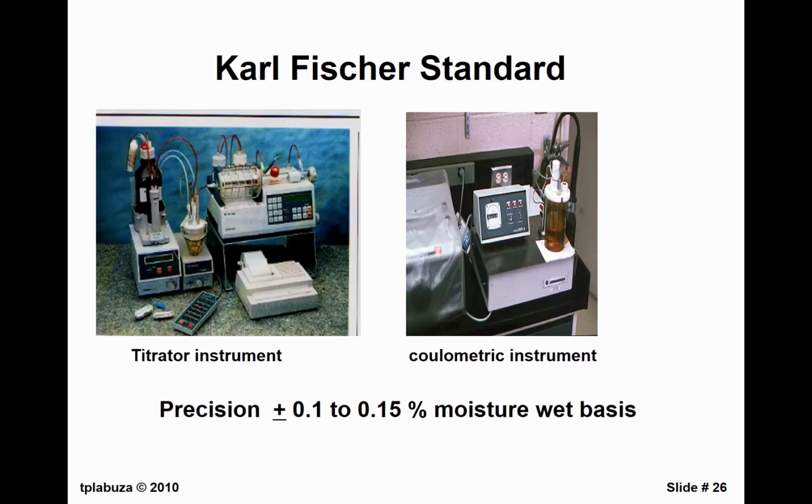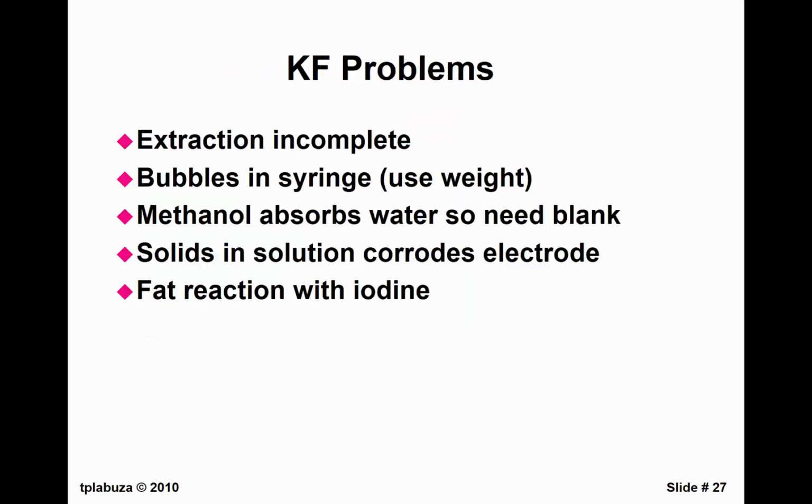So here's that system. That's the automated one, where here's the cells and here's the starch solution, and it does that, and that's all hooked up to a computer here that then gives you the answer. And this is similar to the cell that you're going to be using. That's just the coulometric system. So 0.1 to 0.15% moisture wet basis is the precision here. Now, here's the problems with Karl Fischer.